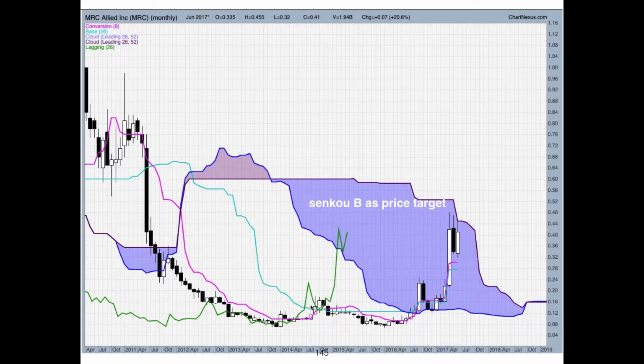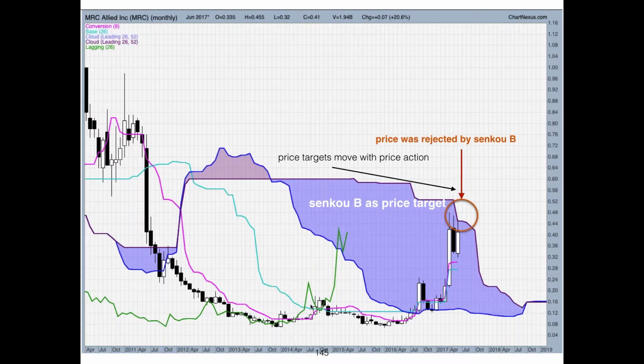Now let's take a look at this monthly chart for MRC. The Senkou B serves as its strong resistance and is therefore your potential target price. When price hit Senkou B at 48, it dropped back down. The Senkou B was moving downward as price moved up. The area where the price hit the Senkou B line served as resistance.